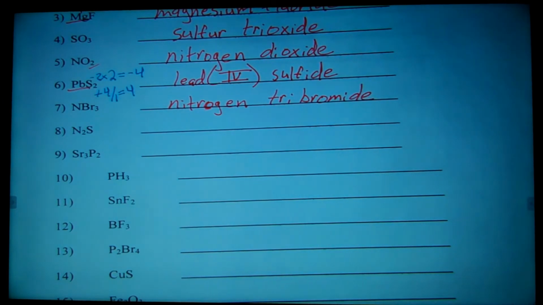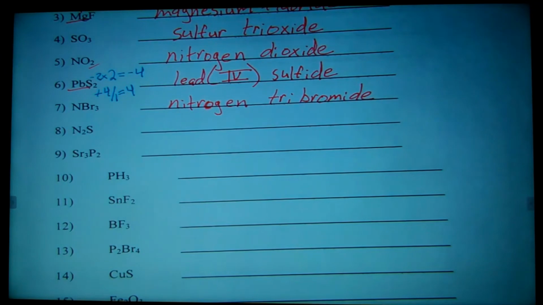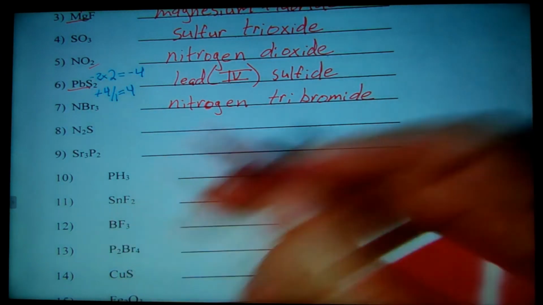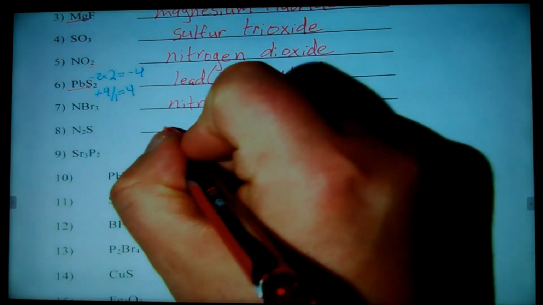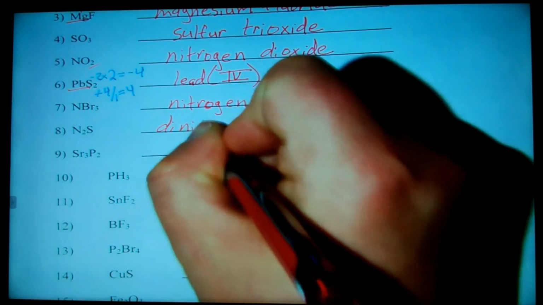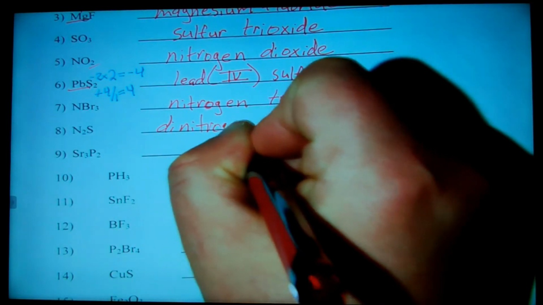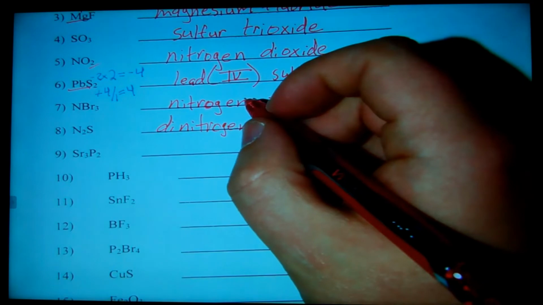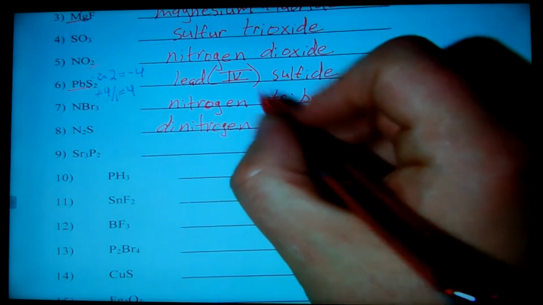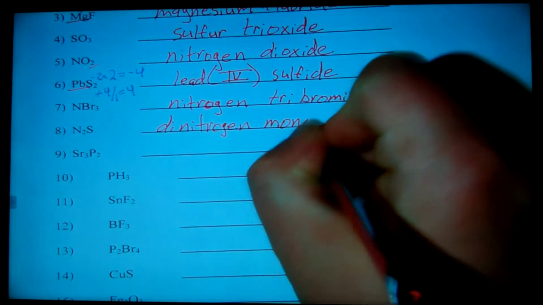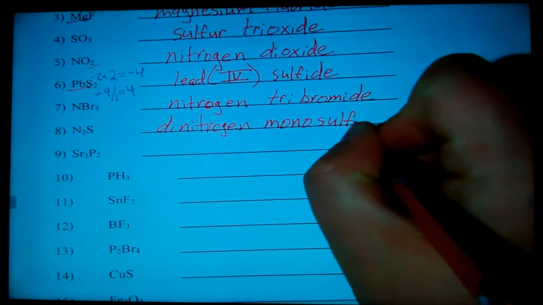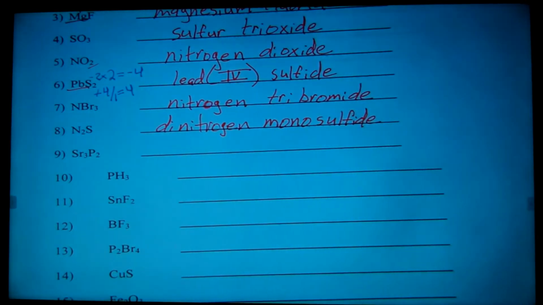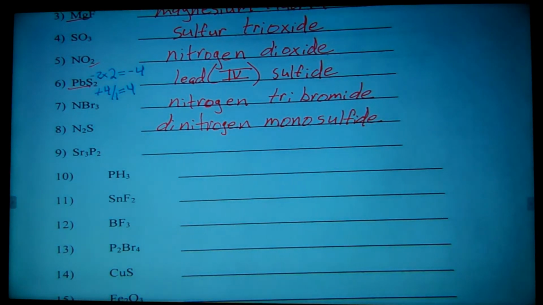All right, N2S. Nitrogen is a non-metal, sulfur is a non-metal, so covalent bonds. Name it based off of the covalent bonding rules, which use prefixes. So 2 is di, nitrogen, sulfide, monosulfide. The second one always gets the prefix. Dinitrogen monosulfide. It's a mouthful.